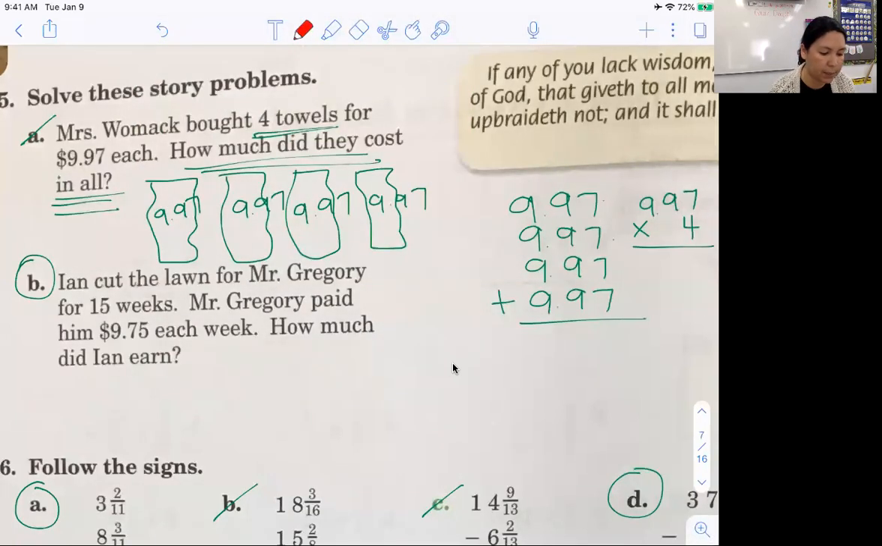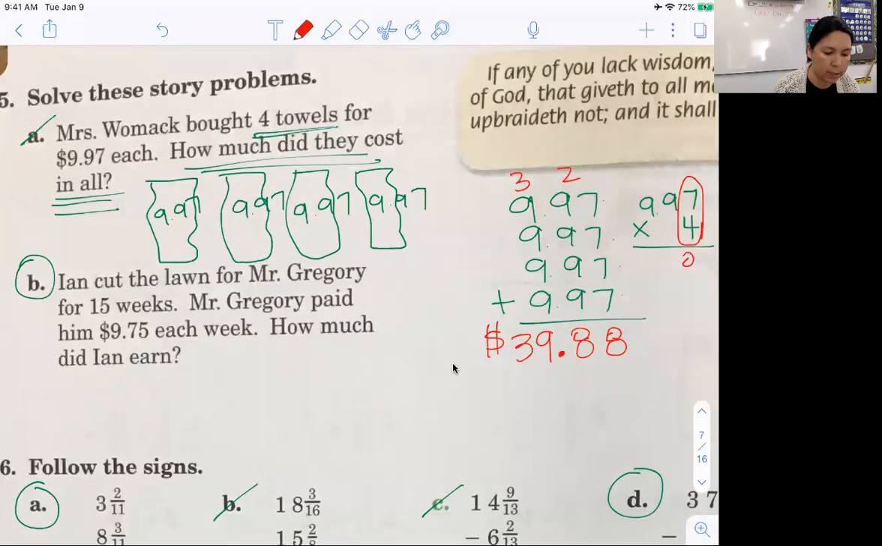So 7 plus 7 plus 7 plus 7 is 28. Carry the 2. 9 plus 9 plus 9 plus 9. That's 4 nines, 36 plus 2, 38. 36 again, but now plus 3, 36, 37, 38, 39. So I got $39.88.